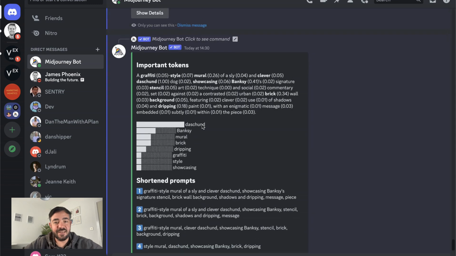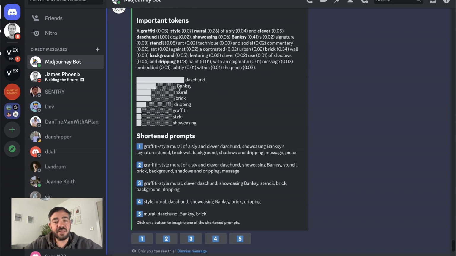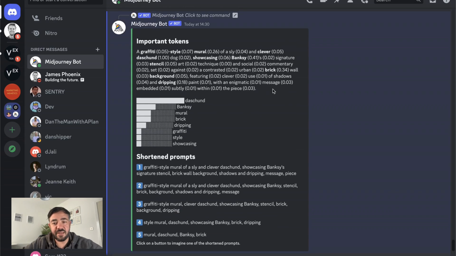And this is really exciting because it gives you the numbers, right? It actually gives you the numbers. You can see there's a little chart here. The dash end is very important, Banksy and the mural, but then words like showcasing is not as important. So that's how it makes these decisions. And you can look and say, I thought the word subtly, for example, would be important, but it's 0.01 in terms of attention paid to that token. So yeah, really not worth it.